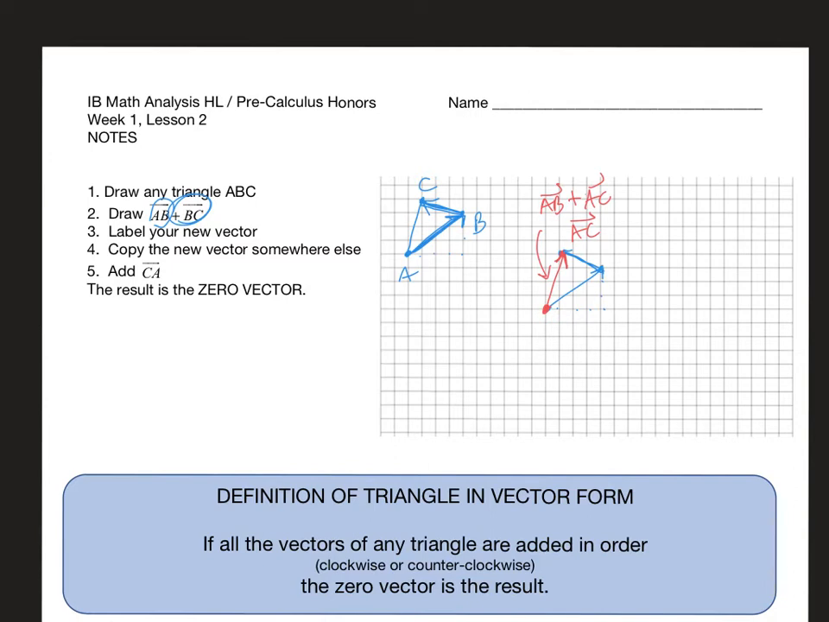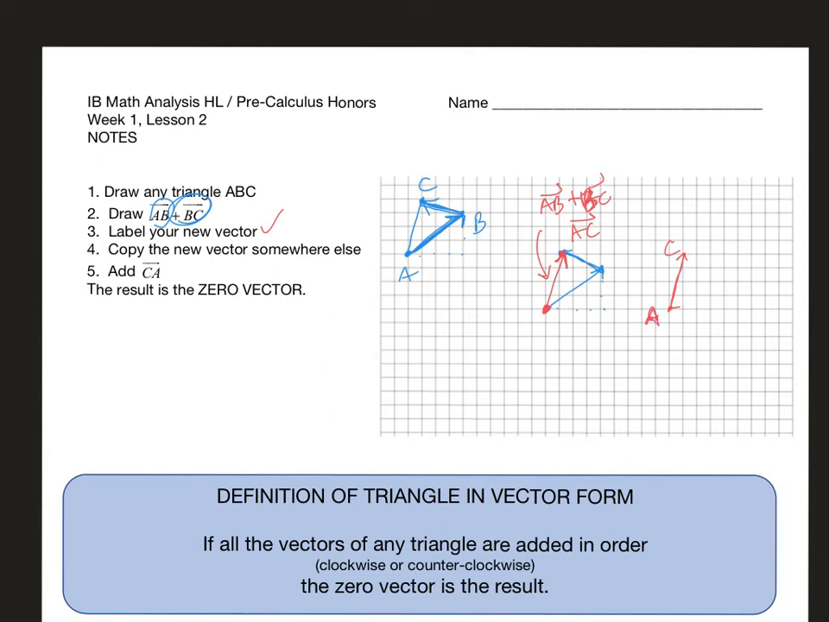And I just screwed that up. That's a B. There we go. Okay. So I've labeled the new vector. Copy the new vector somewhere else. Okay, so over 1 and up 1, 2, 3, 4. Here's my brand new vector, which I am calling AC.